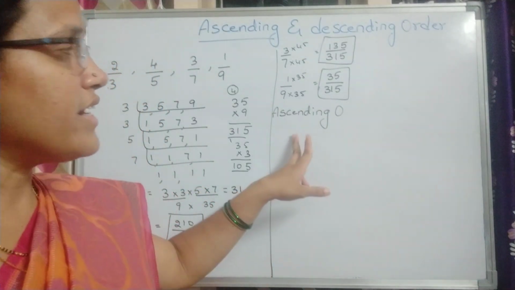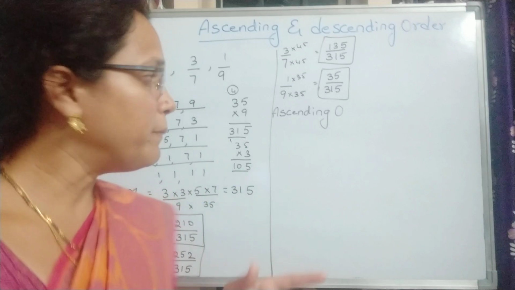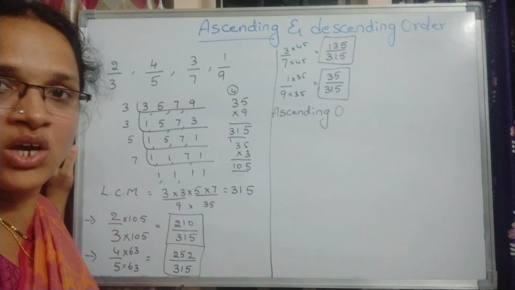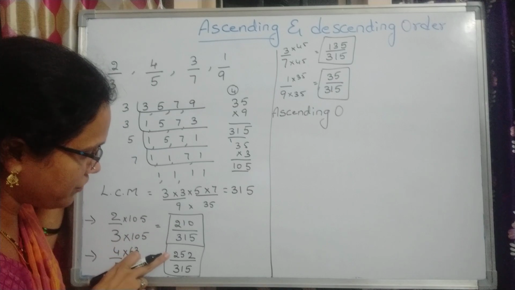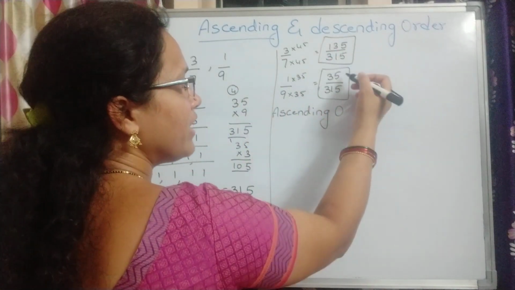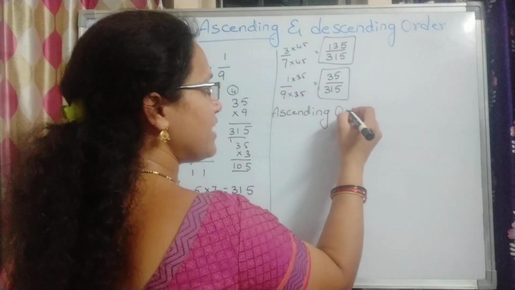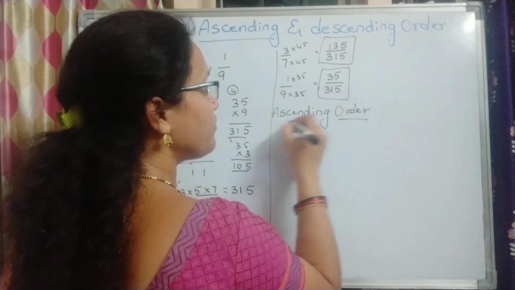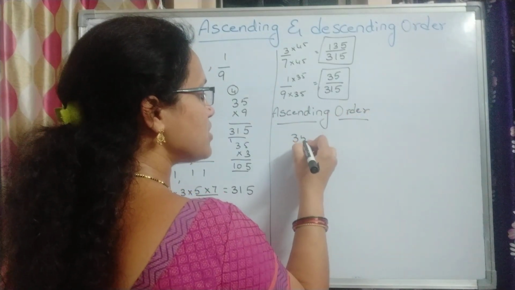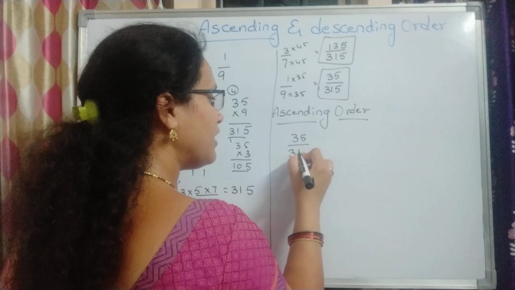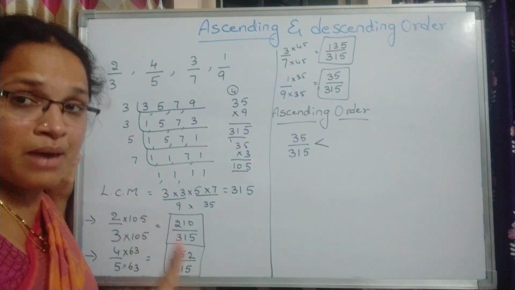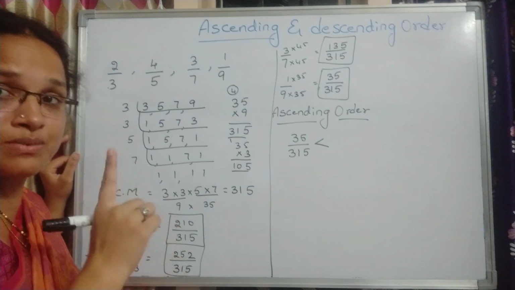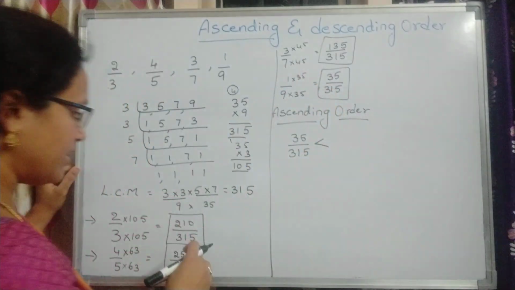Now see, ascending order means small to big. As all the denominators are equal, just compare the numerators. This is 210, this is 252, this is 135 and this is 35. For ascending order, which one will come first? 35. So 35 by 315 is less than, because it is ascending order, that is the smallest number.